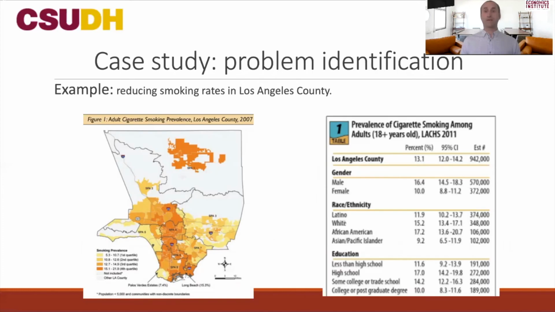So here's a case study or example of a problem identification, but specifically looking at the causal relationships. So our example is reducing smoking rates in Los Angeles County. And here we can see the adult smoking prevalence by neighborhood, and you can see clear patterns in terms of the spatial relationship between smoking rates and location. And the table on the right shows us the significant differences here between, for example, men and women, or in terms of ethnicity, and also in terms of education. So clearly those that have ended their education at high school level are more likely to smoke than those who have a college or some kind of postgraduate degree.